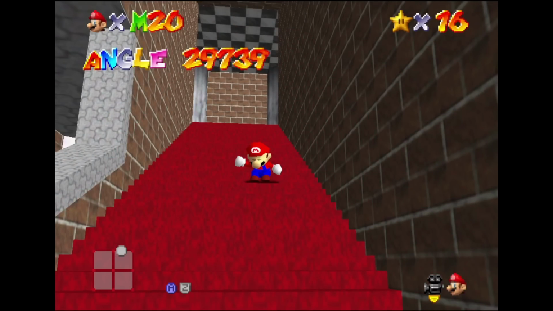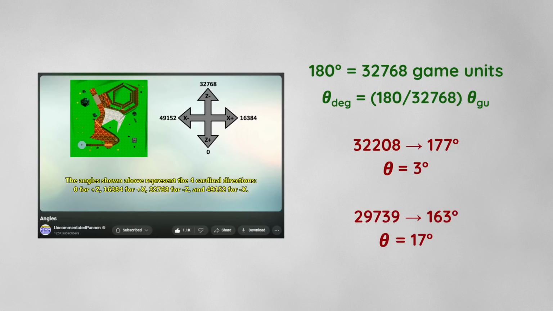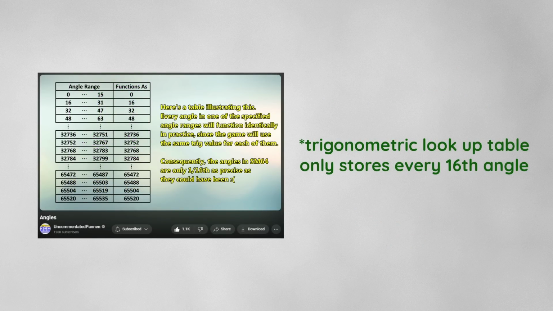But what the heck do these numbers mean? As always, I recommend a video on PannenCoic's second channel about angles. All we really need to know is that 32768 in-game units is equivalent to 180 degrees. So our first angle was roughly 177 degrees. Perfect alignment is 180 degrees, since we're facing backwards. So in other words, this is 3 degrees off of perfect alignment. While the second angle we looked at was 17 degrees off perfect alignment. And remember that every time we do trigonometry with these angles, we should use the in-game lookup table.